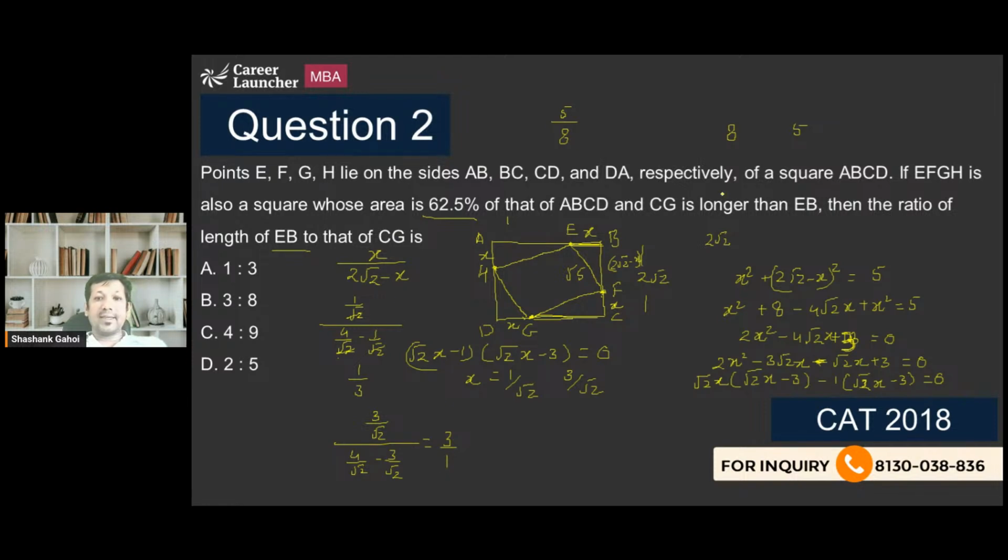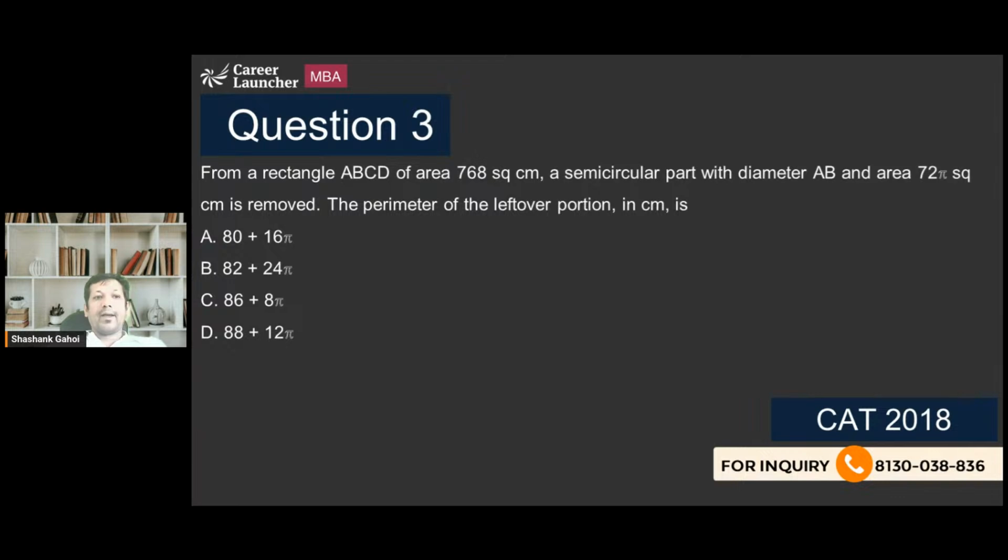Now the question is saying that CG is longer than EB, so my ratio should be lower upon higher. So it means this value cannot be accepted. So my answer to this question is going to be option 1, that is 1:3. So this is a question of simple Pythagoras theorem, nothing much in the questions of geometry. A lot of times we are going to use only Pythagoras theorem and nothing else. Now let's move on to the next question and see.